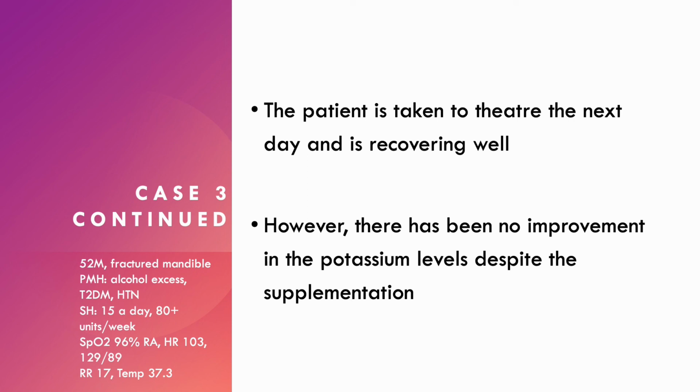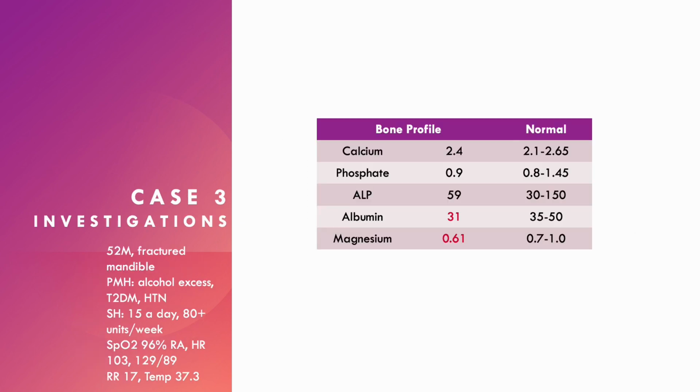So you speak with your senior and they ask you to get a bone profile because a low magnesium can sometimes cause a low potassium. So that's exactly what you do. You get your bone profile and you have a little look at it. You can see there's two abnormalities.